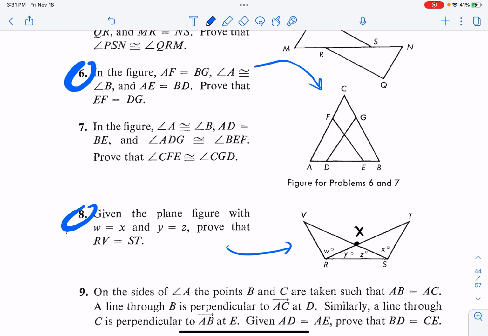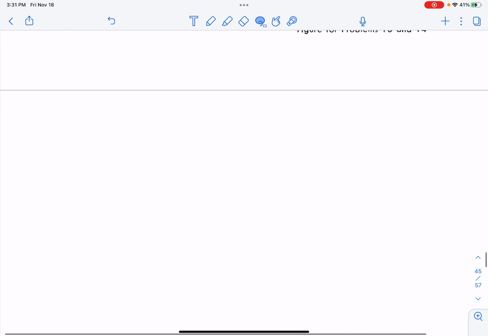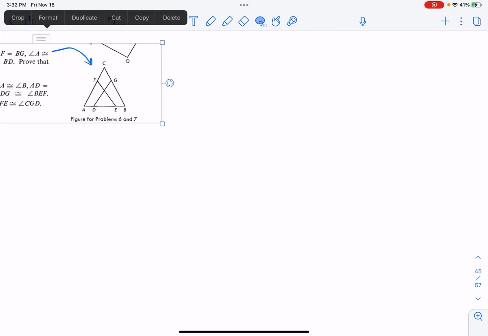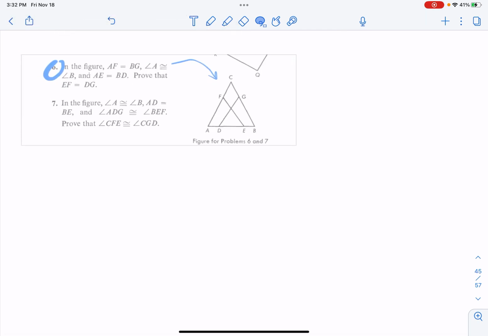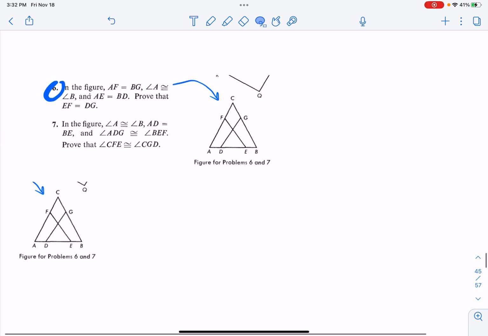I'm going to do number 8 two different ways. And hopefully you can appreciate how one of them is a little bit easier if you notice it. But let's do number 6 first. So I will just copy this to where I have more space. Right, so for number 6, we have this diagram. One of my recommendations is making the diagrams nice and big. So I'm going to just blow this up.